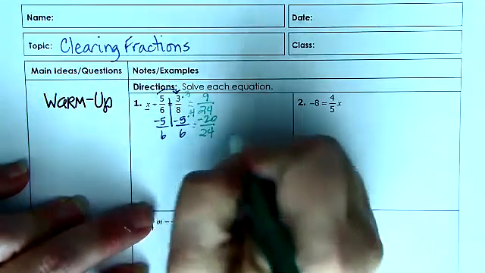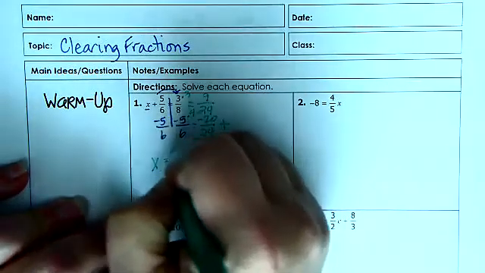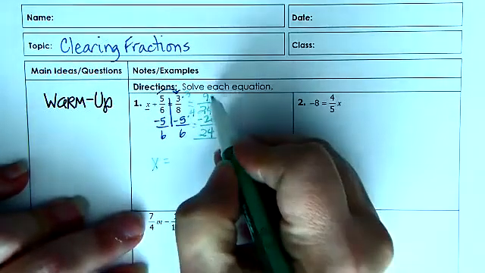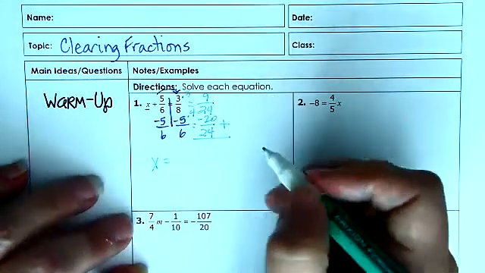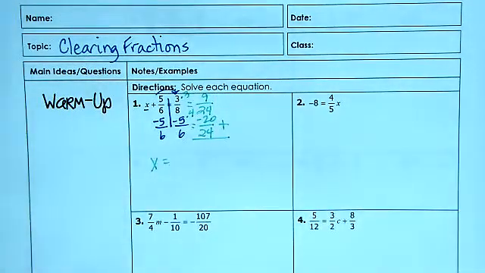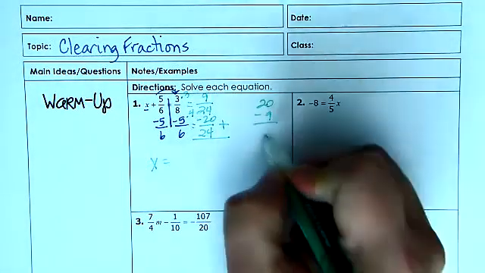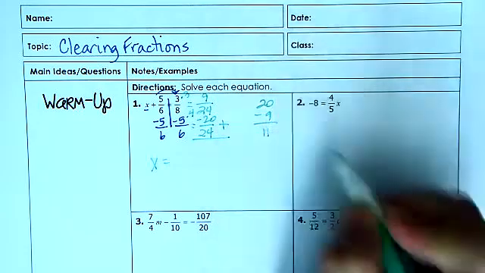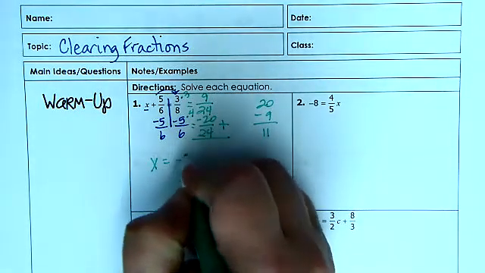So then I'm adding these together, and I get that x equals, well, that's a positive 9 and a negative 20. So that means I'm actually going to be subtracting them, which is going to be 20 minus 9. So that gives me 11, but there's more negatives than there are positives. So the answer is x equals negative 11.